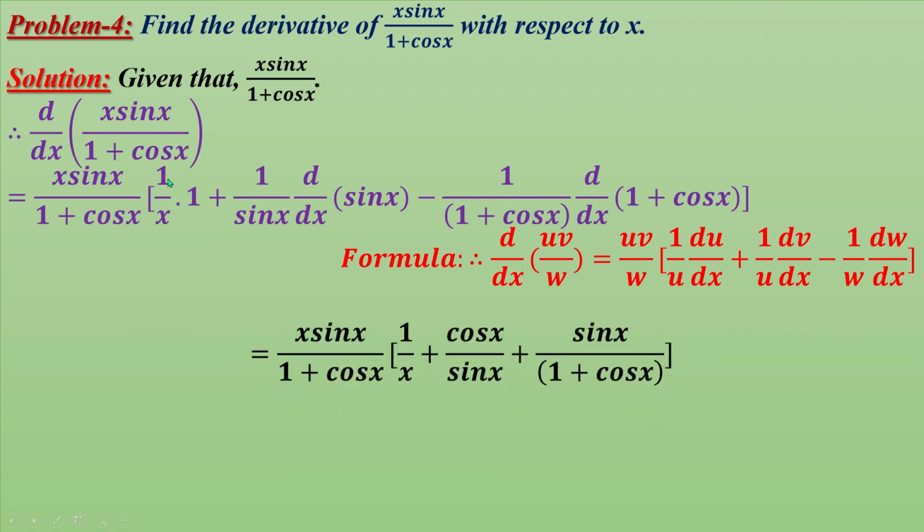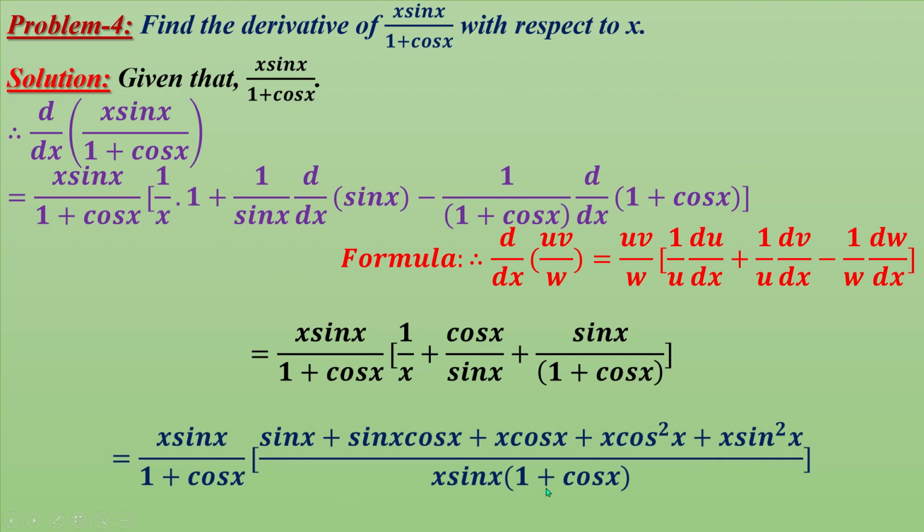This part is fixed, here will be 1 by x, and here will be cos x by sin x, and here will be sin x. That means the derivative of 1 with respect to x equals 0, but cos x gives minus sin x. As here is minus, so minus and minus will be plus. Clear?